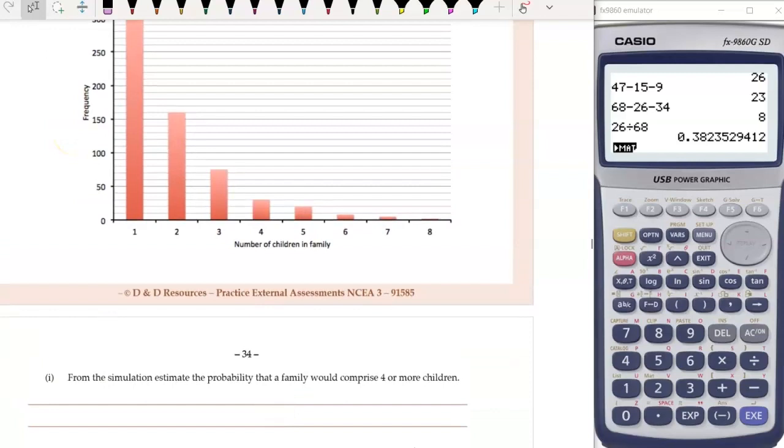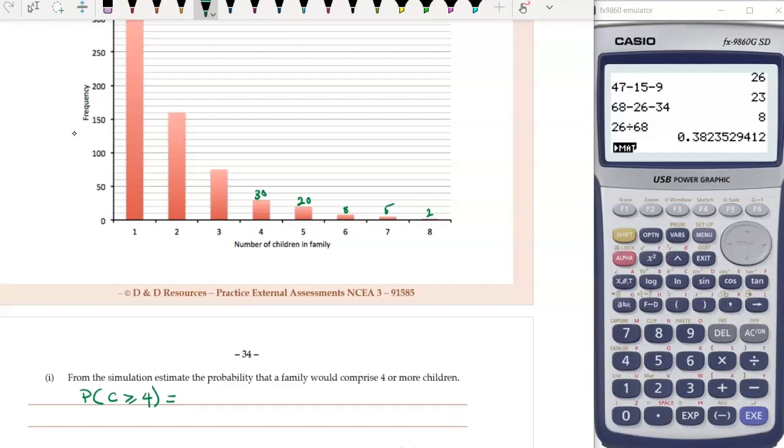Okay, so from the simulation, estimate the probability the family would comprise 4 or more children. So probability of let's say X being the number of children, actually let's call it C for children, is going to be greater than or equal to 4. It's going to be the totals for each of those columns. So here we've got 30, 20. This looks to be about 8. And this one maybe a 5. And then a tiny little slither, a 2.